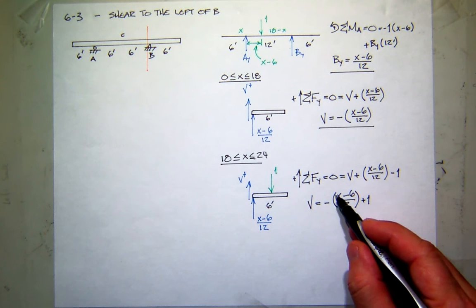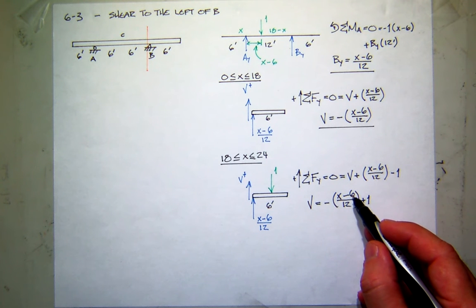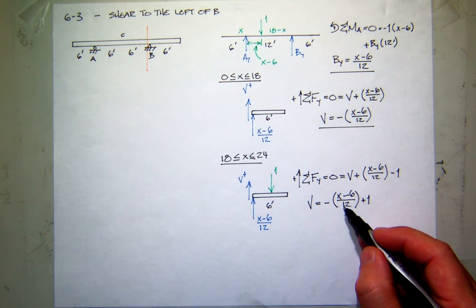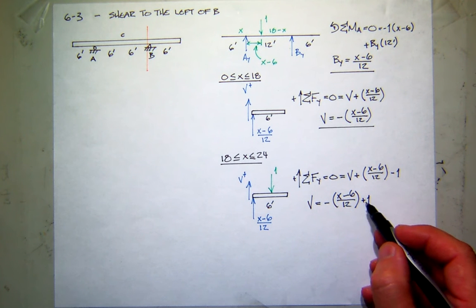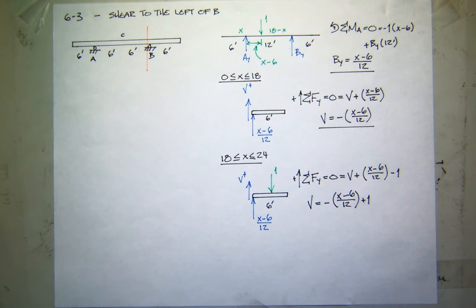This becomes minus x over 12. This becomes positive, what is that? A half. And positive a half plus 1 is 1.5. So you can make a little correction, or you can just plot it. And that's what we'll do.